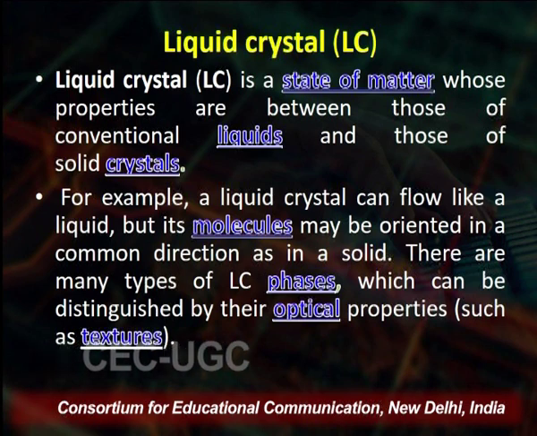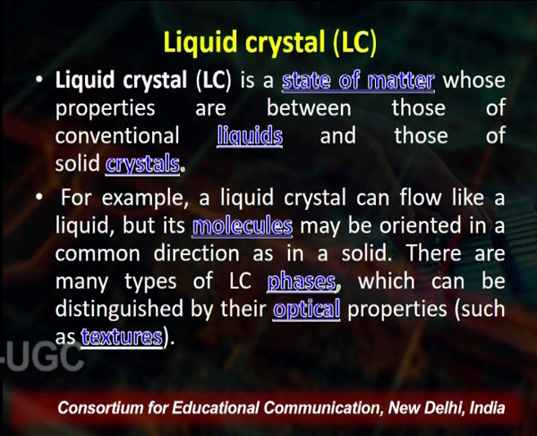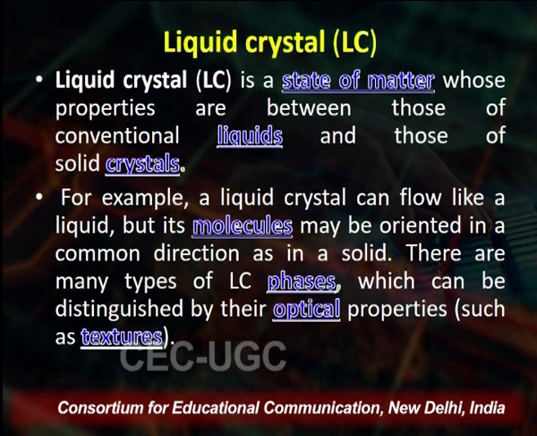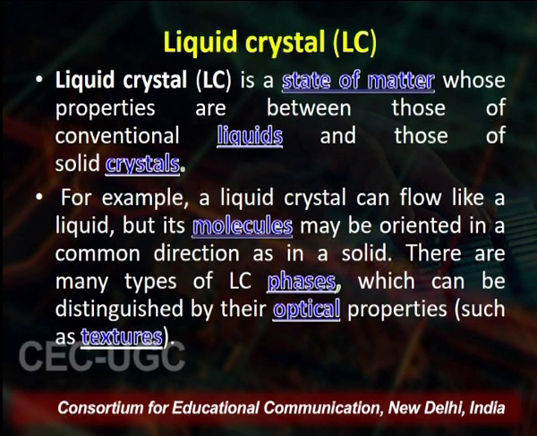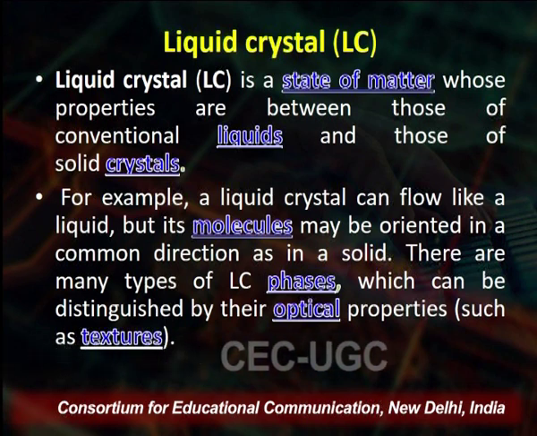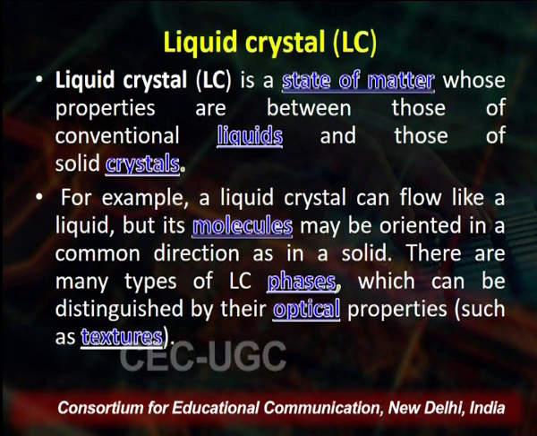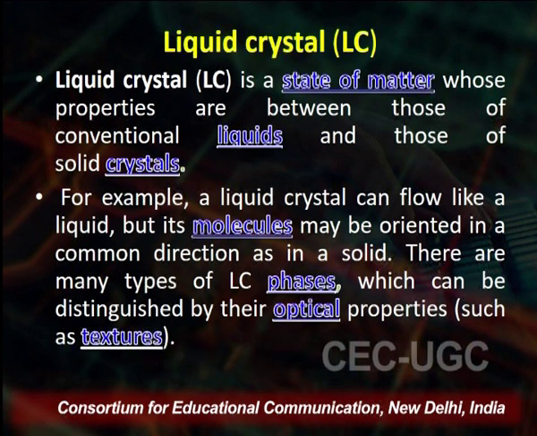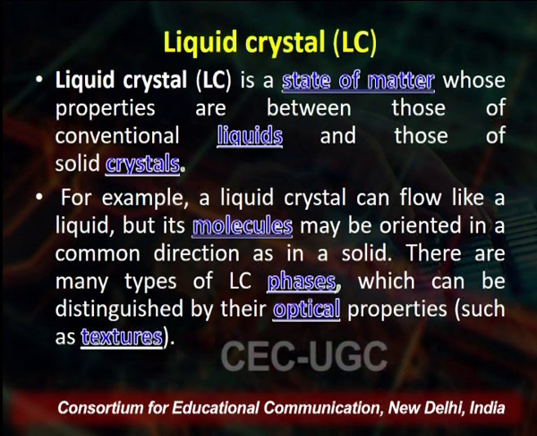Basically, liquid crystal is the state of matter whose properties are in between those of the conventional liquids and those of the solid crystals. That's why it is called the liquid crystal. For example, a liquid crystal can flow like a liquid, but its molecules may be oriented in a common direction as in a solid.